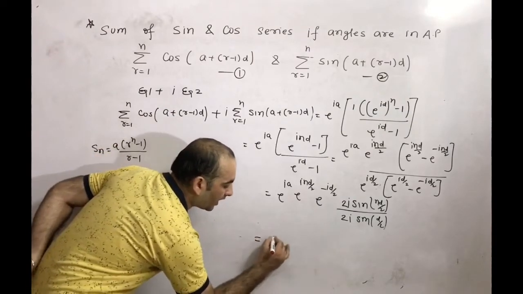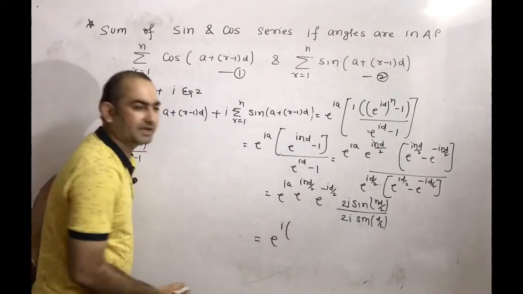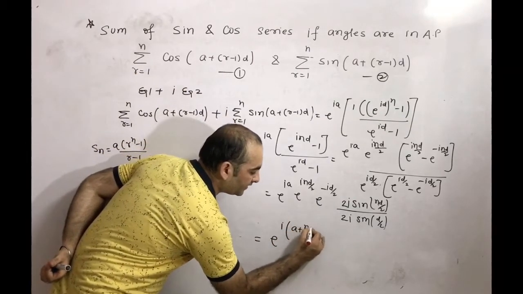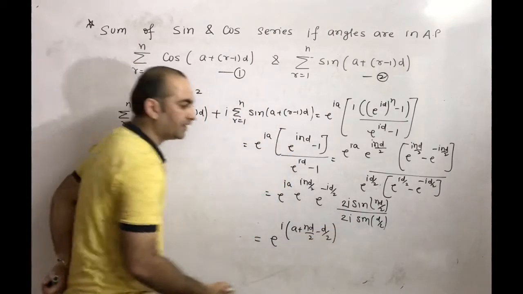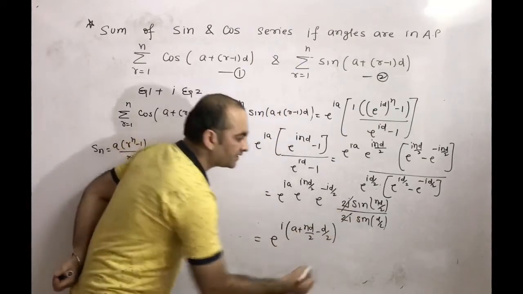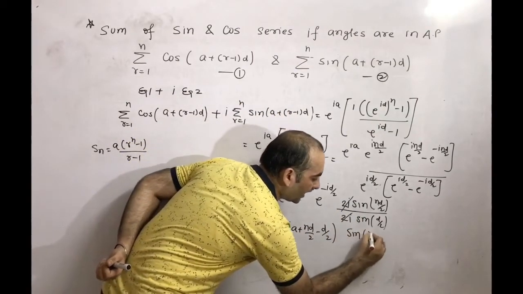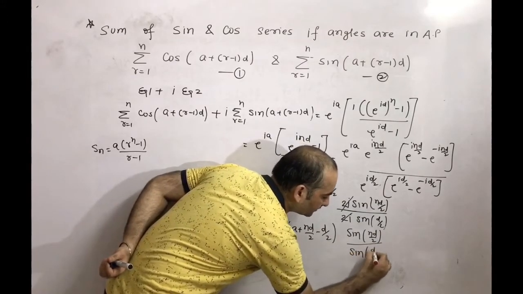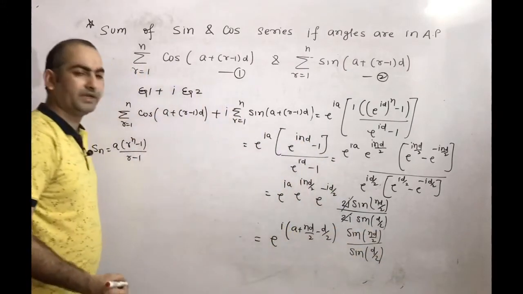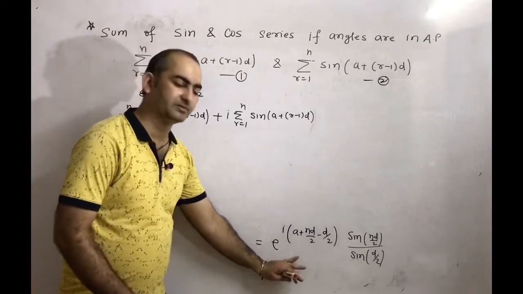So this one we can write as e^{i} common in bracket, we'll get (a + nd/2 − d/2). Okay, here 2i gets cancelled, we'll get sine of nd/2 divided by sine d/2. This will come.